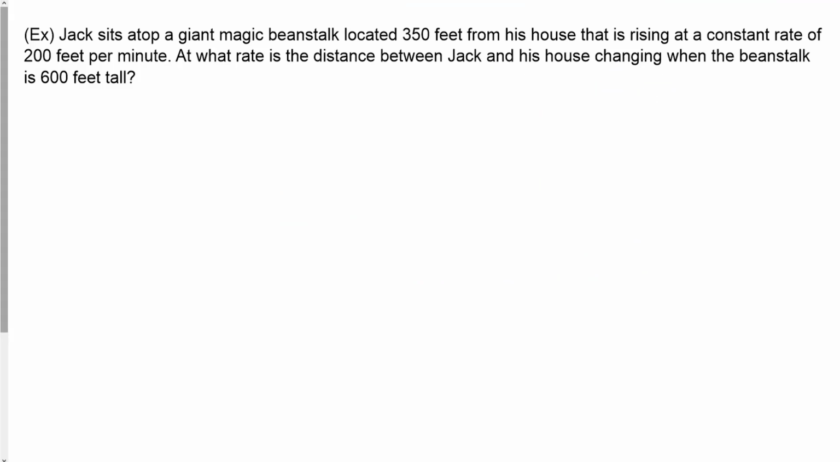Jack sits atop a giant magic beanstalk located 350 feet from his house that's rising at a constant rate of 200 feet per minute. At what rate is the distance between Jack and his house changing when the beanstalk is 600 feet tall? Alright, so we have the beanstalk, which I'll just draw like this, and then we have Jack at the top of the beanstalk, and we have Jack's house over here.